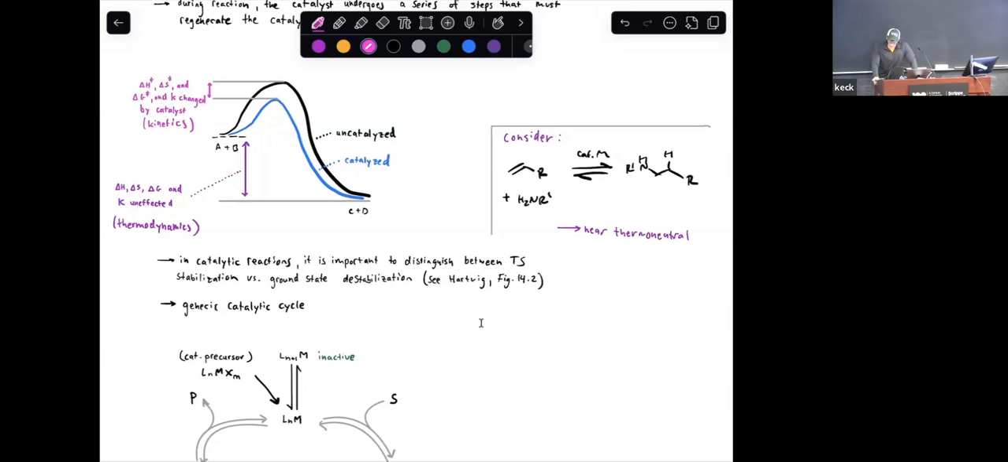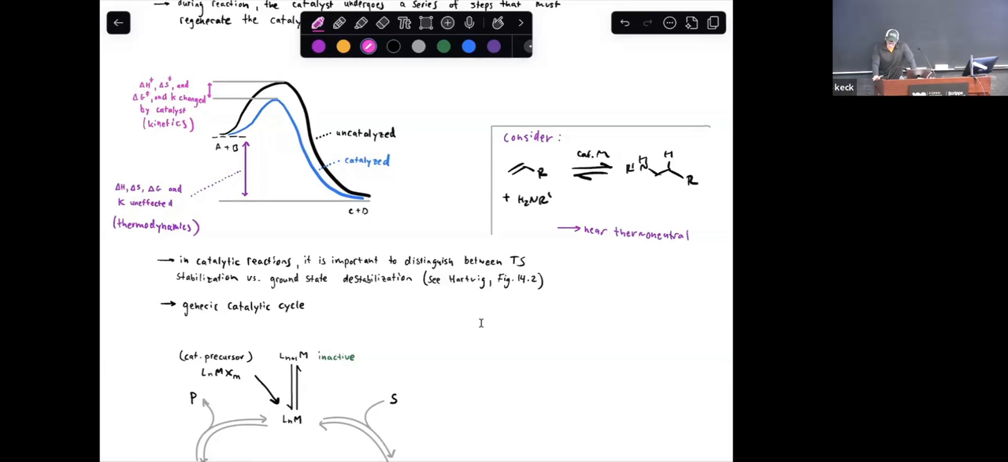A consideration that's worth thinking through at the outset: let's say you dream up a reaction and you want it to proceed thermally in the presence of a magic metal catalyst. It's worthwhile considering, is the reaction actually thermodynamically downhill? So let's consider a case study of a representative hydroamination of the type shown here.